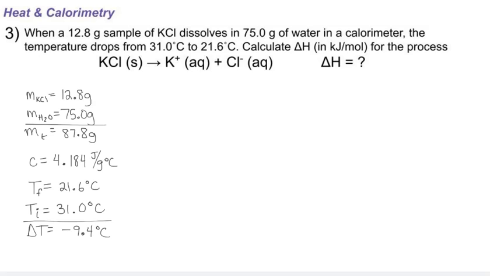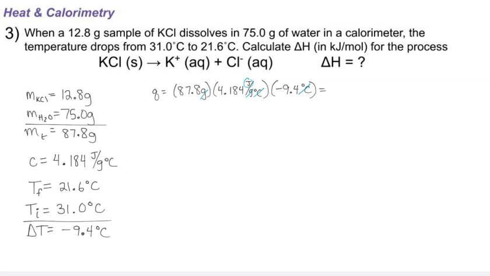And so now we just need to substitute into Q equals MC delta T. So here we go. Let's see, Q equals 87.8 grams times C, 4.184 joules per gram degree Celsius, times our delta T, which is negative 9.4 degrees Celsius. So if we go ahead and solve this, our units of Celsius and our units of grams are going to cancel, and we'll just be left with joules.